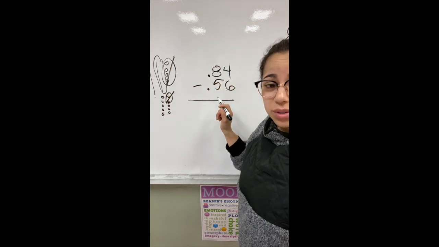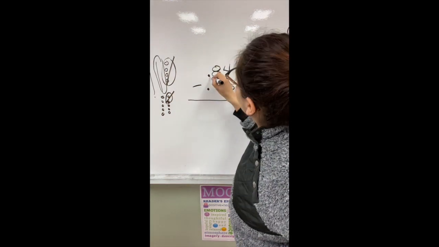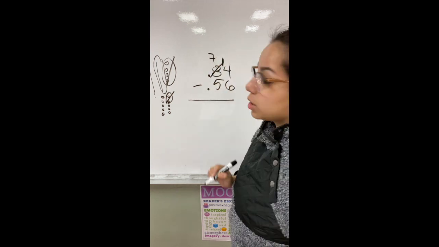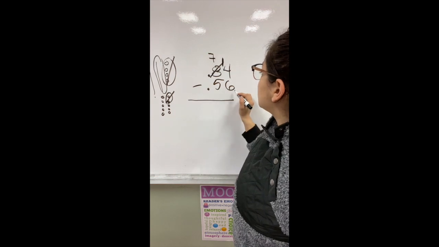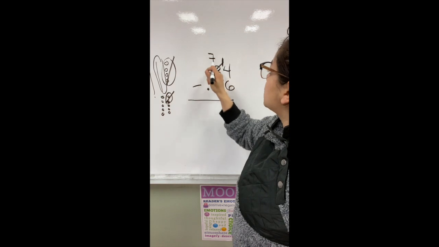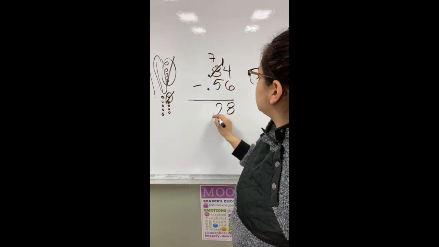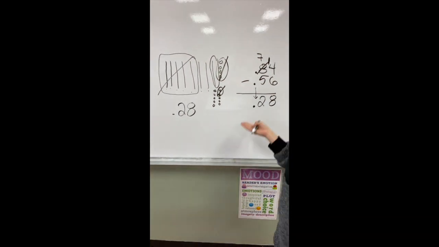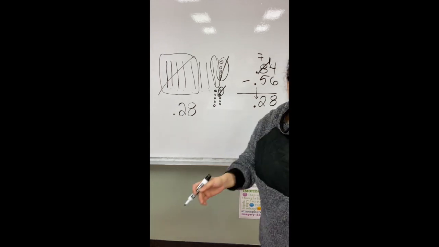We can't do that right away, so we have to borrow, okay? So we're gonna take away from the 8. It turns into a 7. This turns into a 14, okay? Now, 14 minus 6 gives us 8. And then 7 minus 5 gives us 2. We carry down our decimal. And let me move the camera. You can see our answers are the same, okay? So what you would do would be record the difference. 84 hundredths minus 56 hundredths is 28 hundredths.